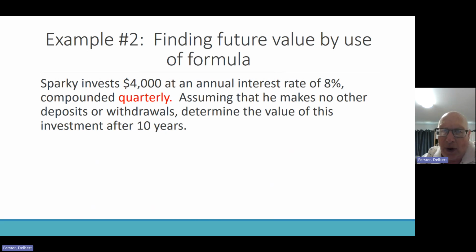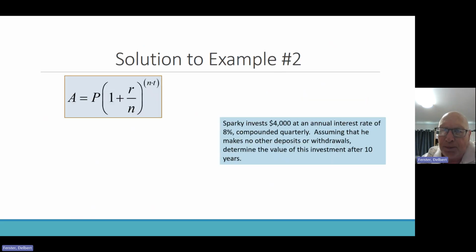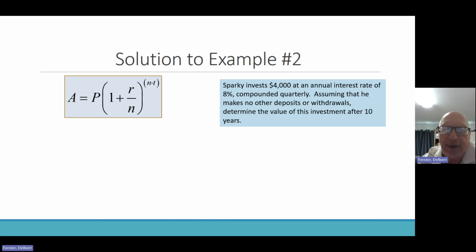Sparky's throwing in $4,000. Here's your formula. There's the word problem. Let's identify some values. 4,000 is P. That's his principal. It's his starting value. The rate at 8% is 0.08. And how many times a year? You see that word quarterly, 4 times a year. Look at that exponent. It says take N times T. In effect, that figures out how many compounding periods there are in this problem.